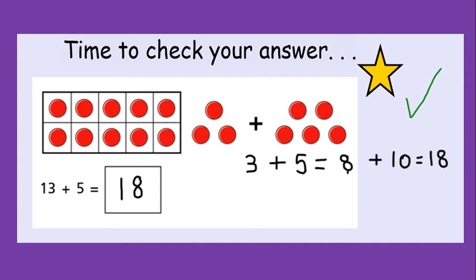Okay, so the answer was 18. Did anybody realise that 3 add 5 made 8? And then did you realise if you added 8 to 10, 1 ten and 8 extra ones, makes the number 18. Now if you look here, I've done a little number sentence. It says 3 add 5 equals 8. 8 add 10 equals 18.